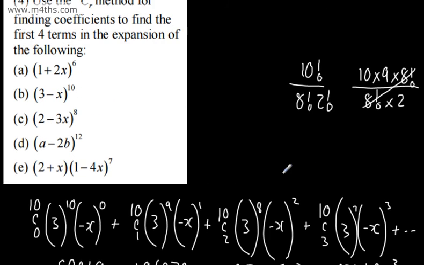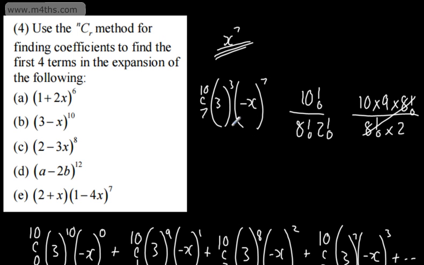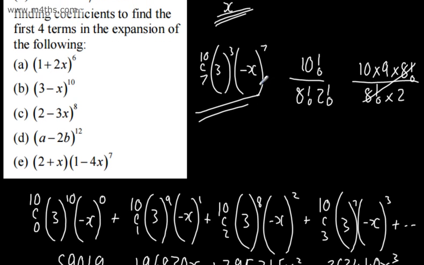Again, the advantage of this, if we wanted now the term in x to the 7th. The 7th term would be x to the 6th, but we'll go for this. So if we wanted the term in x to the 7th, what we would do is put 10C7, then we'd have 3 to the power 3, we'd have negative x to the power of 7, and we would just work that out. So 10C7. Now 10C7 is the same as 10C3. So 10C3 we've just seen is 120. 120 times by 3 cubed, and then we'd have a negative as it is an odd power.